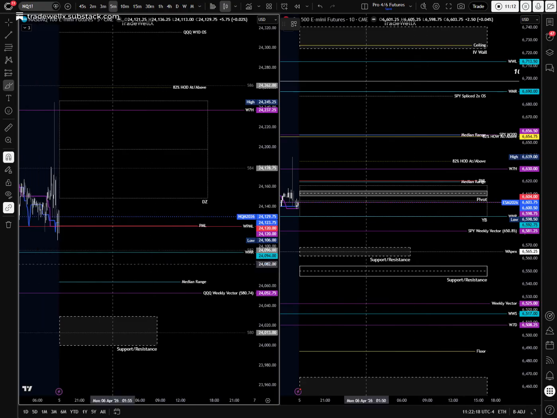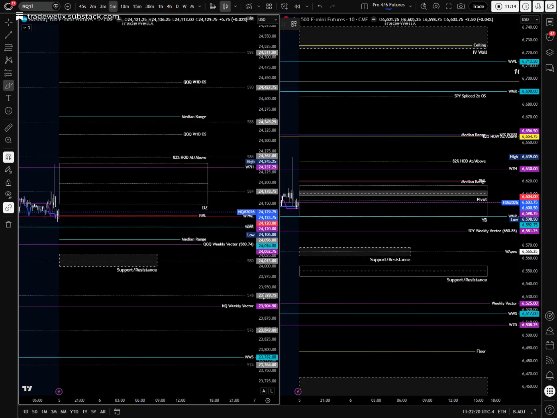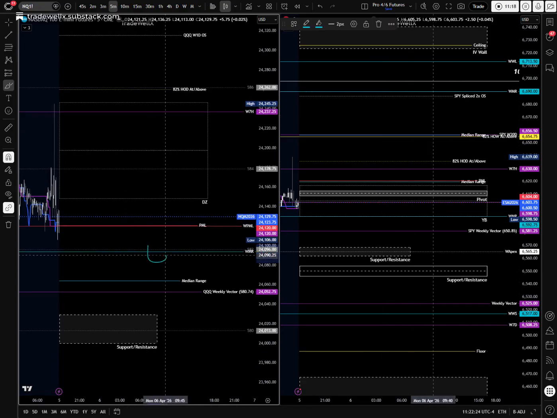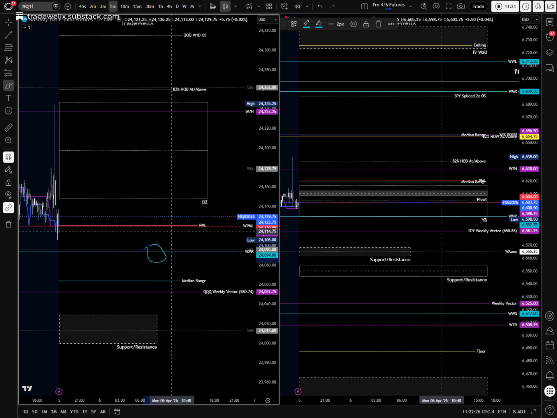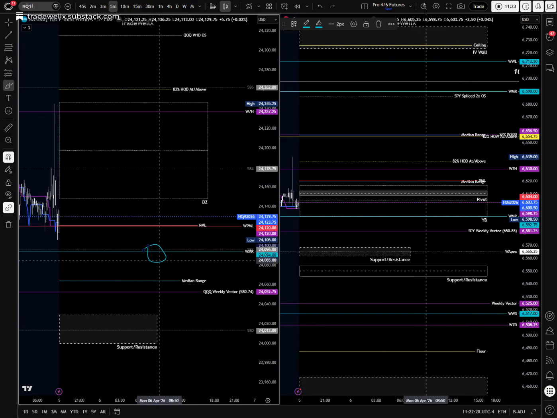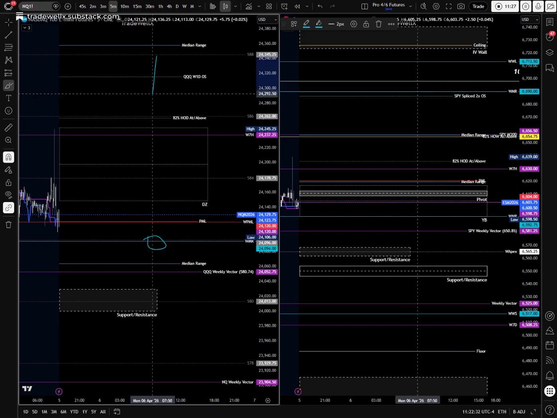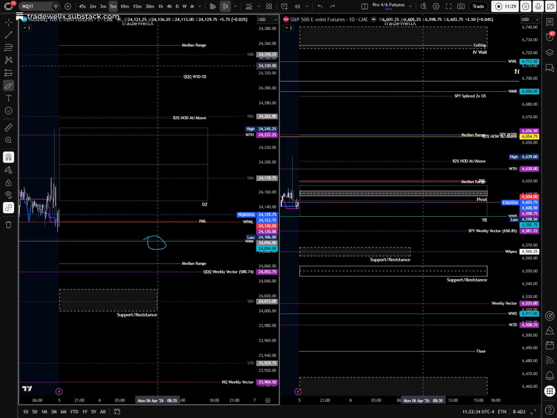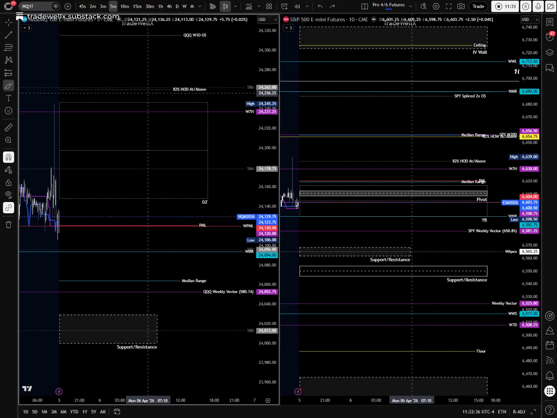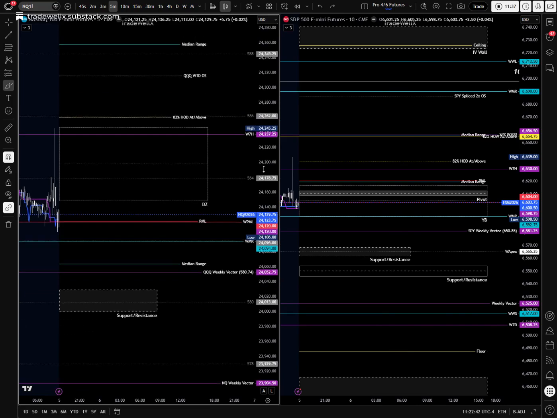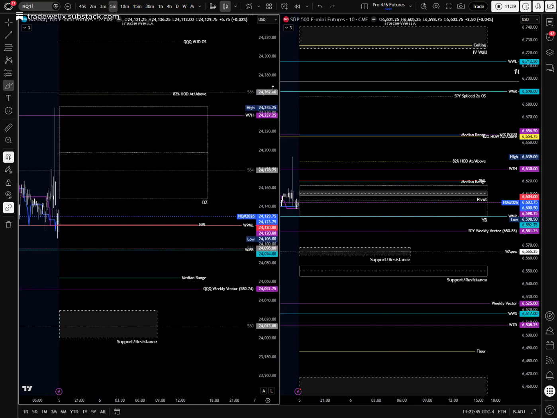How much size are you wanting to take? What is your TP? If your TP is only like 20 points, then perhaps you can size up, or perhaps you just want to take a scalp, even though the big idea is to go maybe 150, 200 points. So there's no one way of doing it. You have to determine for yourself what are you willing to risk?